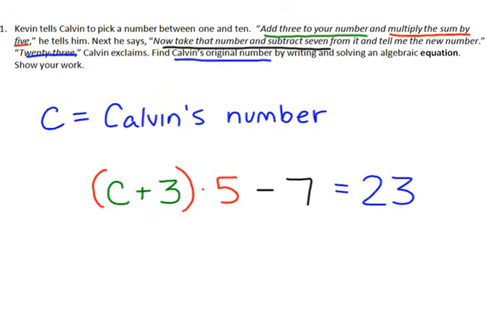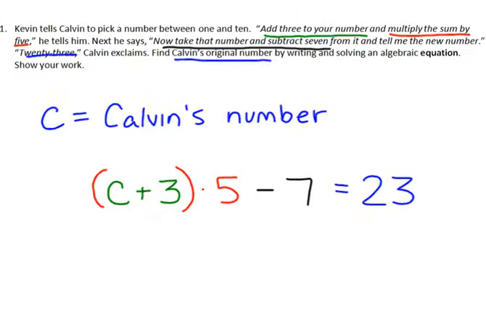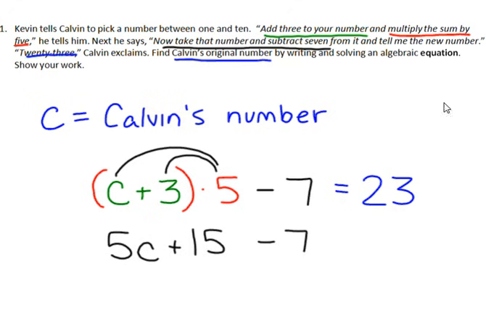And from there, we can go ahead and solve. So a couple different options. I'm going to start by distributing the 5. Right over here, this means that we have 5 groups of C plus 3. So when I distribute, I'm going to multiply 5 times C, which would be 5C, and 5 times 3, which would be positive 15. And then I can bring down everything else, minus 7 equals 23.